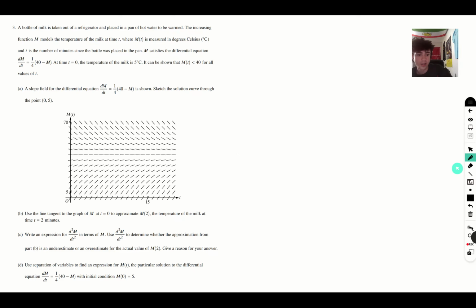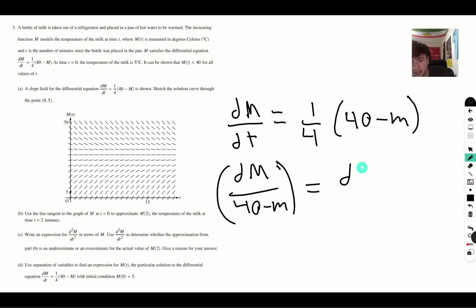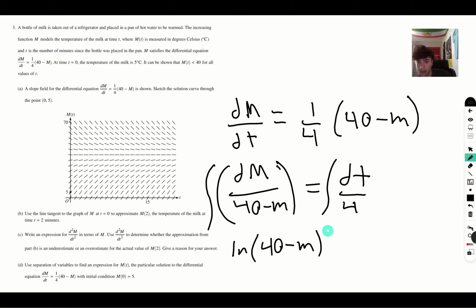Now, part D just asked us to use separation of variables in order to find an expression for m of t. So all we're doing here is simple integration. So we get dm/dt is equal to 1/4 (40 minus m). We separate our variables to get all the m's on one side. dm/(40 minus m) is equal to dt over 4. Take the integral of both sides, and you'll get natural log of 40 minus m is equal to t over 4, and we need to add the plus c, t over 4 plus c. You could have added it on either side, but let's see what we get.